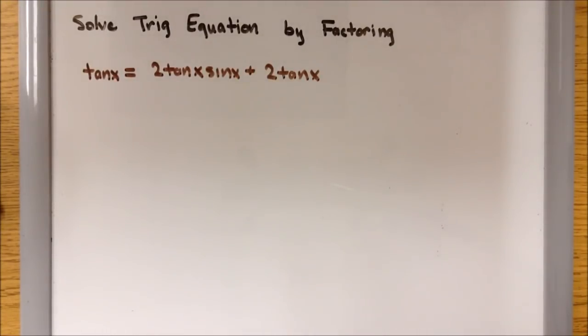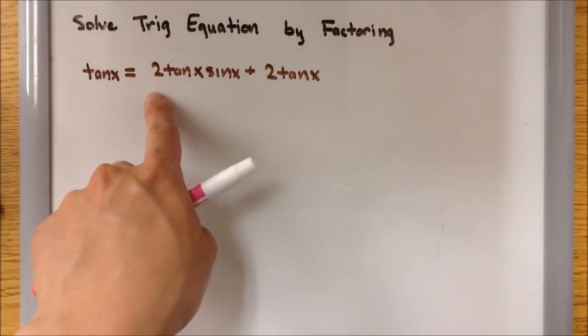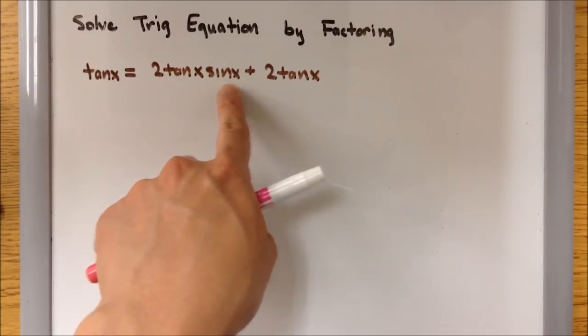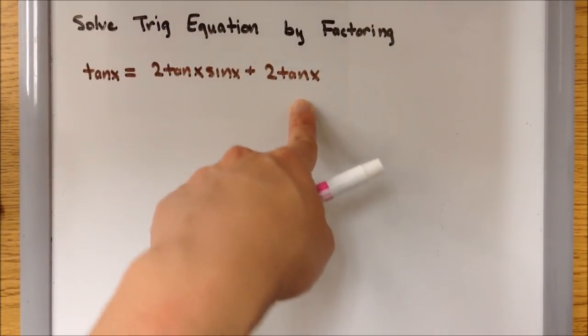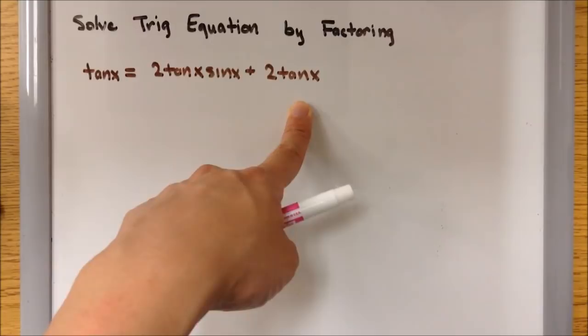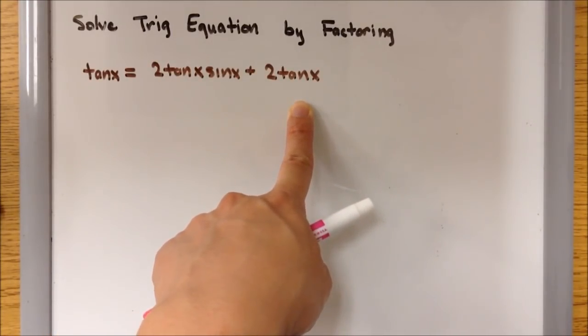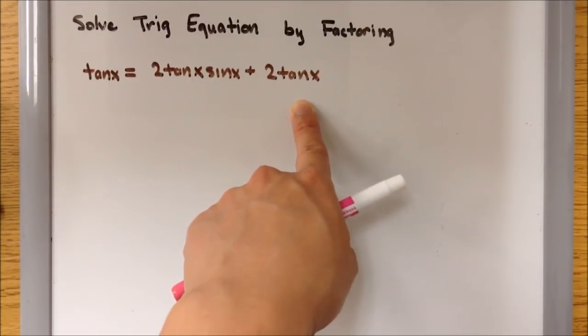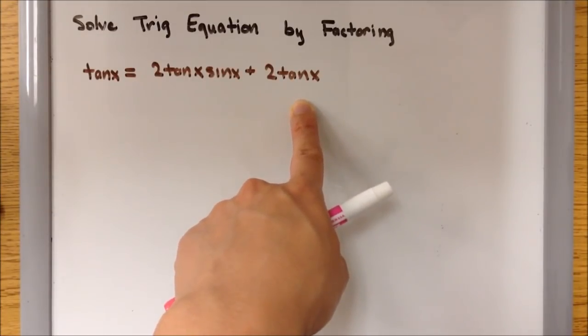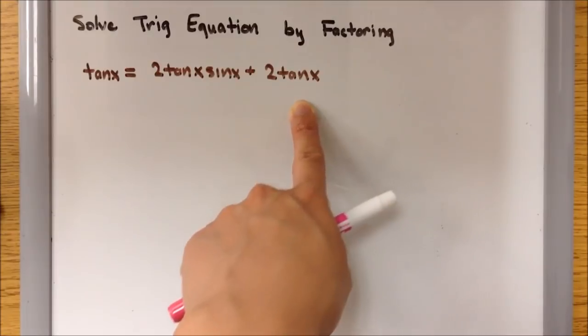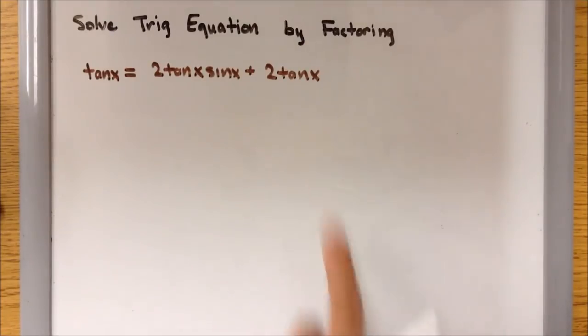In our second example, we have tangent of x equal to 2 tangent of x sine of x plus 2 tangent of x. Now, with tangent of x, in the unit circle, it's not clearly labeled on it. So that means that I'm going to be using the quotient identity to relate with the unit circle. So keep that in mind.